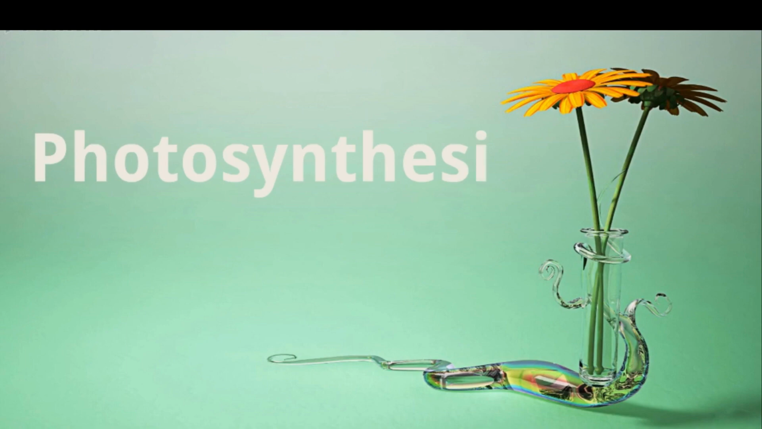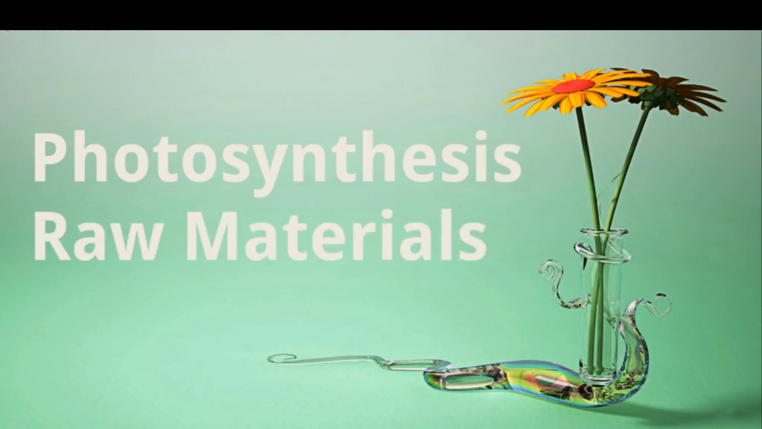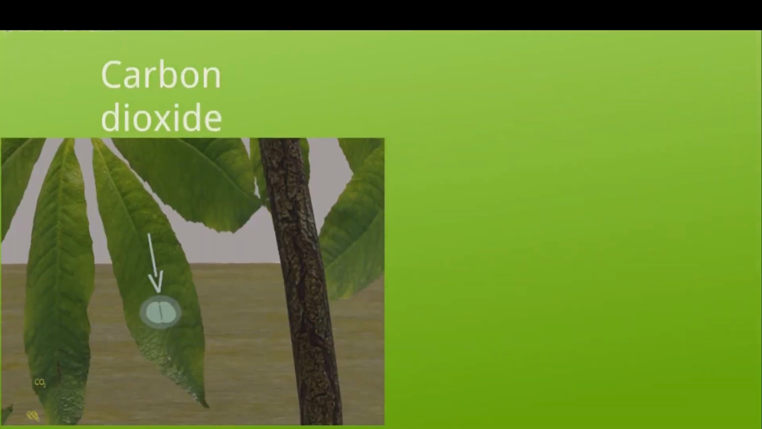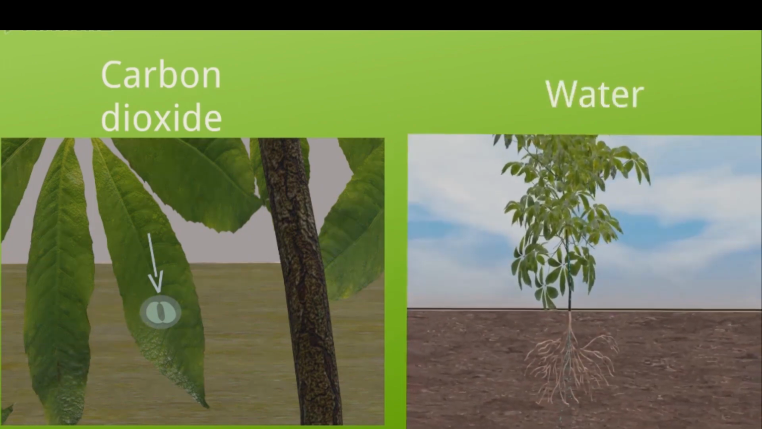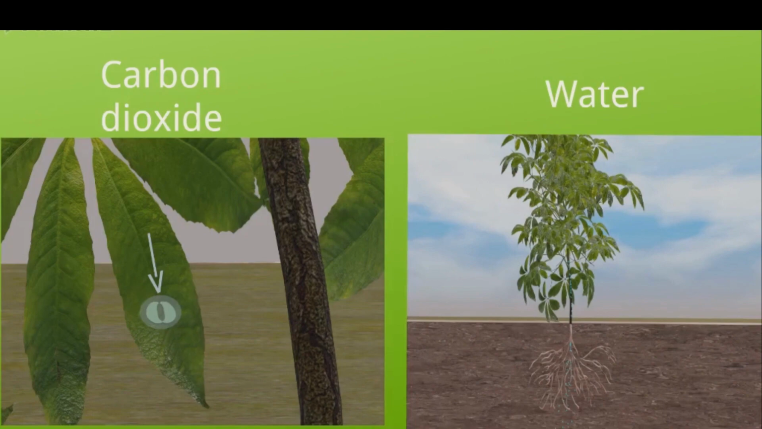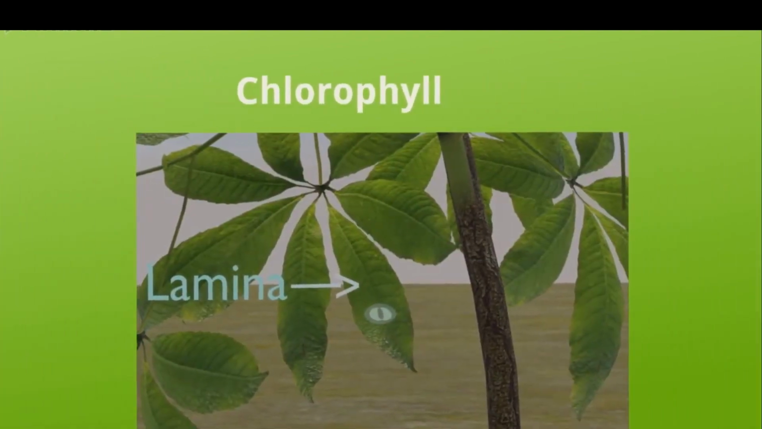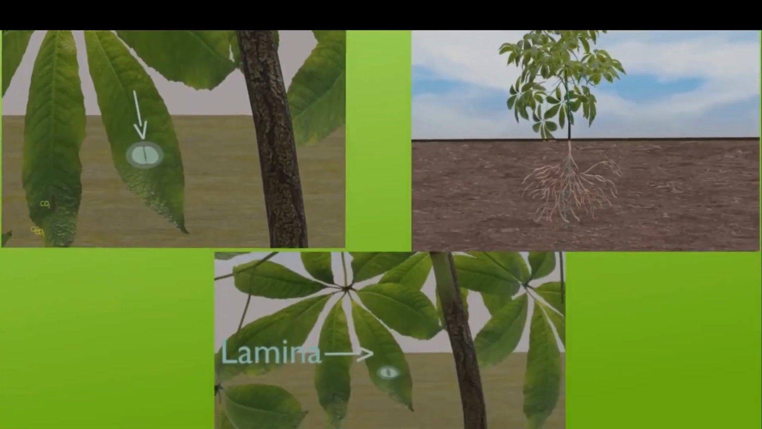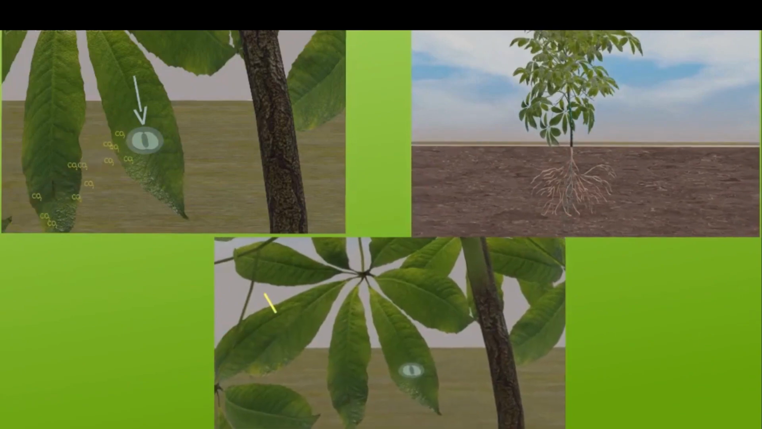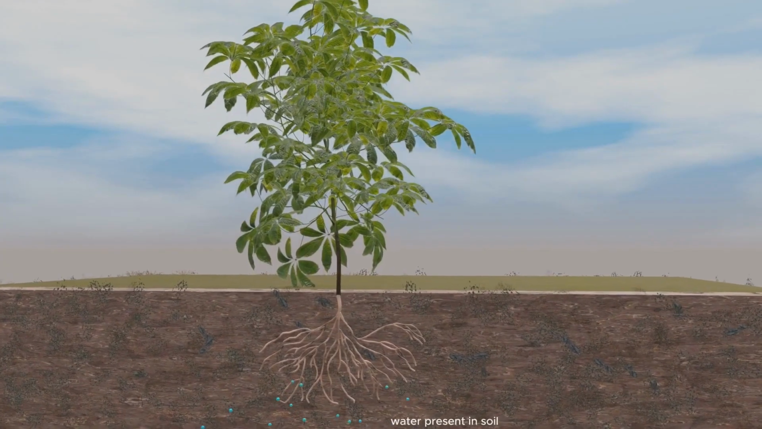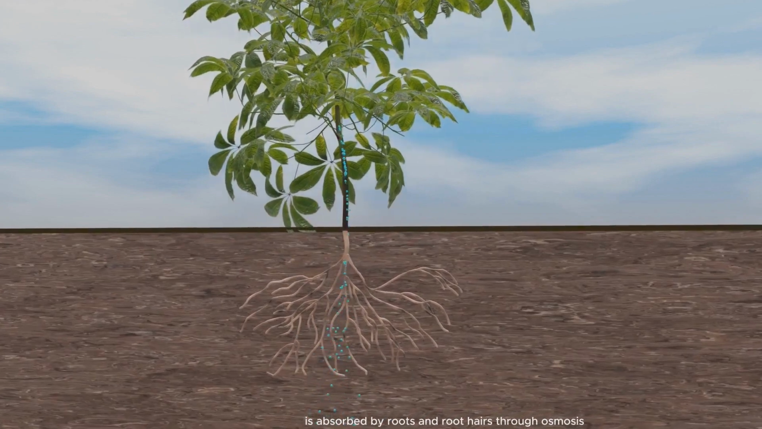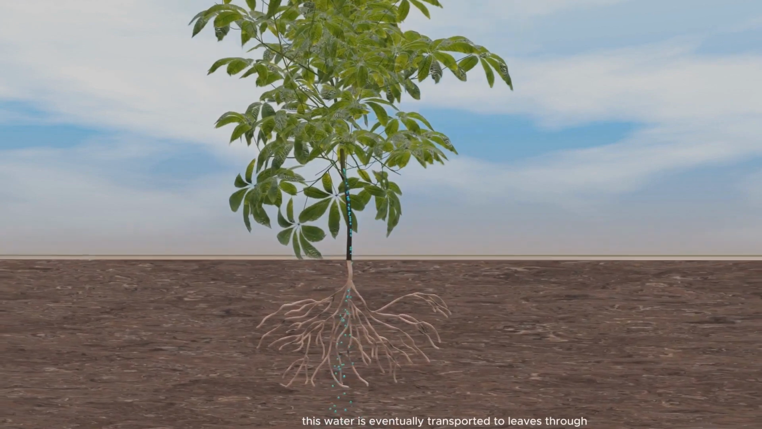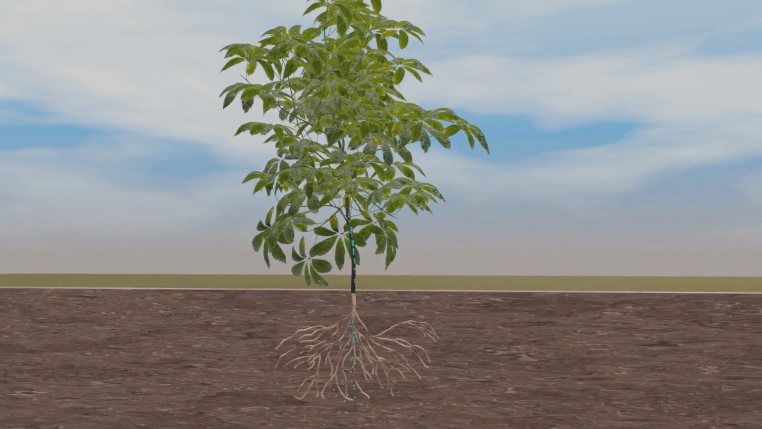During the process of photosynthesis, the raw materials are carbon dioxide, which enters through the stomata; and water, which is absorbed by the root hairs from the soil and carried to the leaves through the xylem vessels. Chlorophyll absorbs the light energy from the sun. Water present in soil is absorbed by roots and root hairs through osmosis. This water is eventually transported to leaves through xylem vessels.